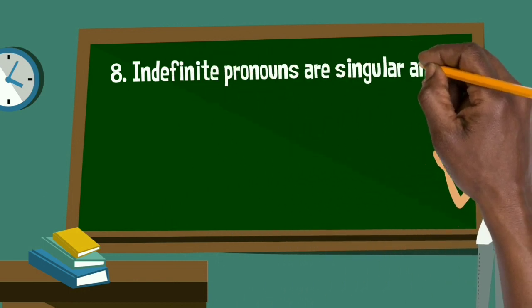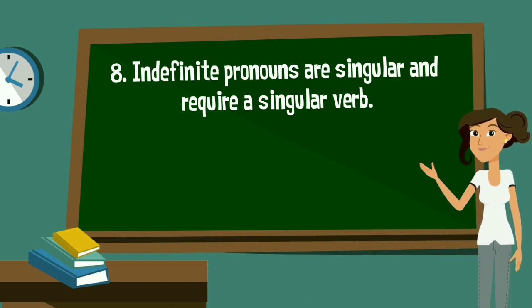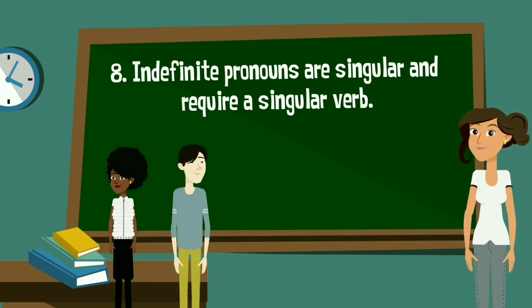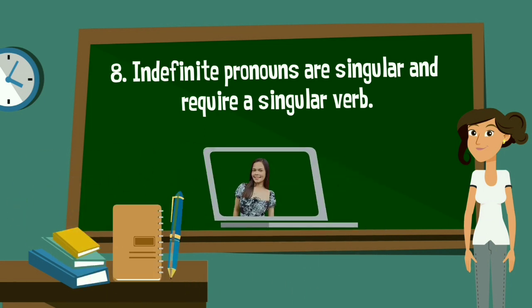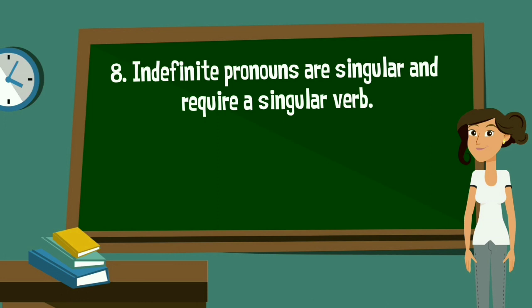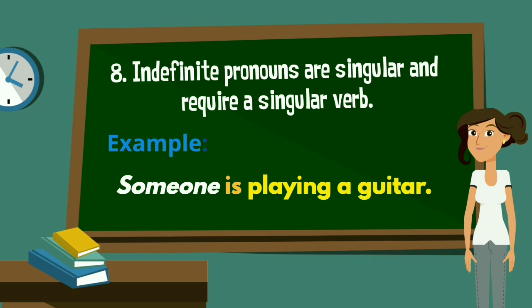The eighth rule is, indefinite pronouns are singular and require a singular verb. We use indefinite pronouns to refer to people or things without actually saying what and who they are. Example, someone is playing a guitar. The subject, which is an indefinite pronoun, is singular. That is why the verb is also singular.